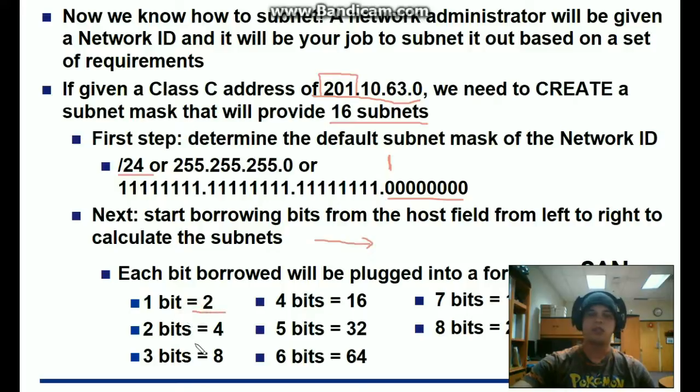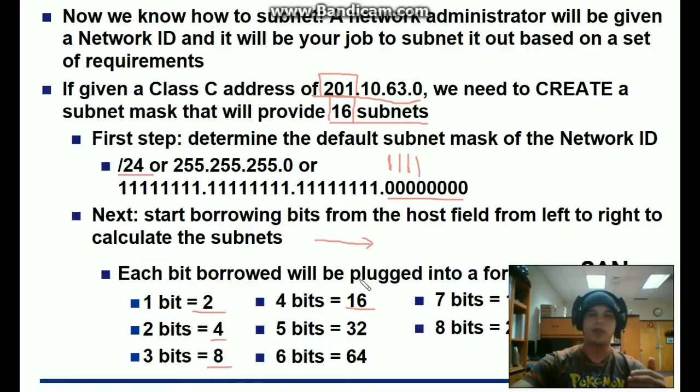That gives us 2 networks. Turn on another one. We borrowed 2 bits, so 2 to the 2 now. That gives us 4. What is our requirement? We need 16. So keep borrowing bits. Turn on a third one. That gives us 8. Turn on a fourth one. That gives us 16. That actually fits our requirement perfectly.